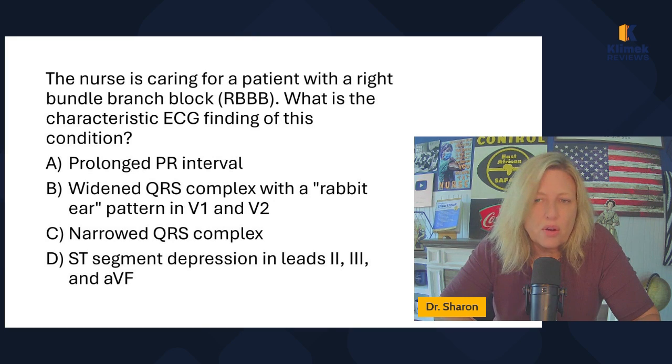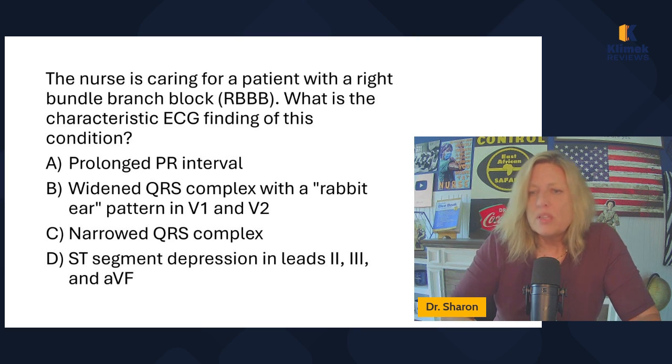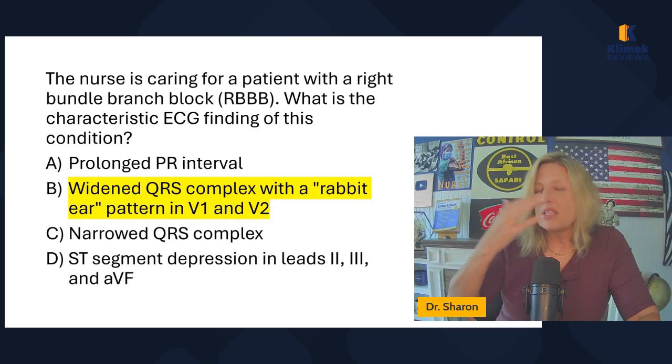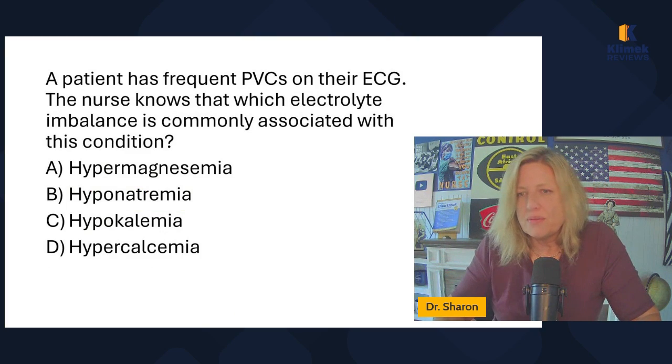Prolonged PR? No. Widened QRS with a rabbit ear pattern? Yes. And V1 and V2? Sure, that's fine. But it's a rabbit ear. That's the common way it's described, rabbit ear. Narrowed QRS? No. ST segment depression? No. So it's a rabbit ears. And if you go back and look at the pictures, you'll see it looks like rabbit ears.